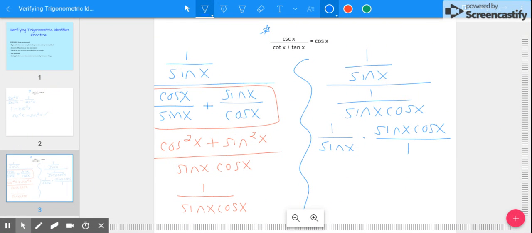And what happens at this point, we've got sine x, that can cancel out, and we are literally left with just a cosine x, which is what our end goal was from the beginning. So we are verified.